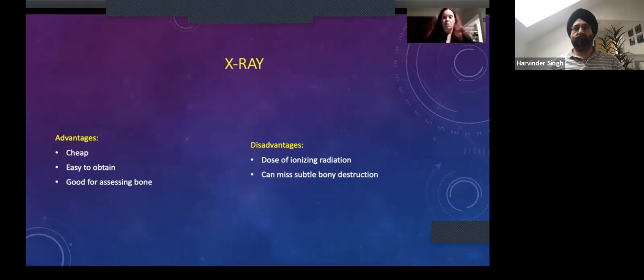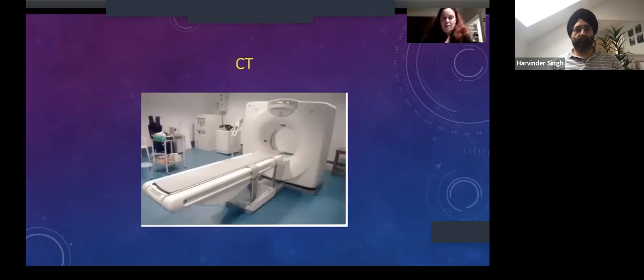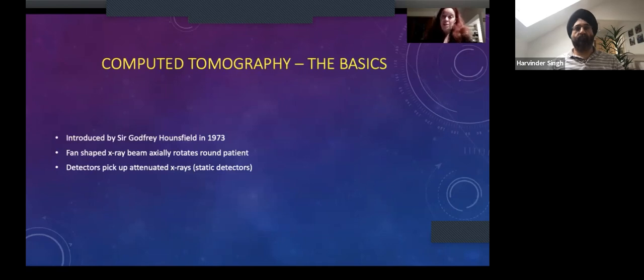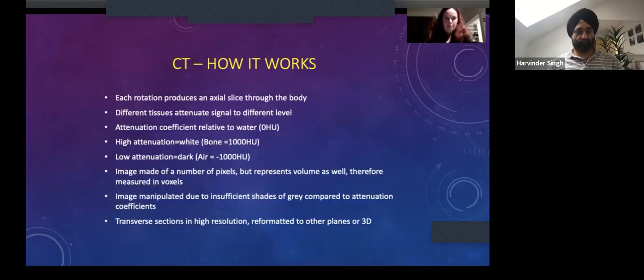It's cheap, easy to obtain, and good for assessing bone, but it does come with a dose of ionizing radiation, and it can miss subtle bony destruction. Moving on from X-ray, this is an image of the CT scanner, and CT, or computed tomography, is obviously based on X-ray. It was introduced by Sir Godfrey Hounsfield in 1973, and it uses a fan-shaped X-ray beam which axially rotates around the patient. The detectors are static, and these pick up the X-rays in much the same way as they pass through when taking an X-ray itself.